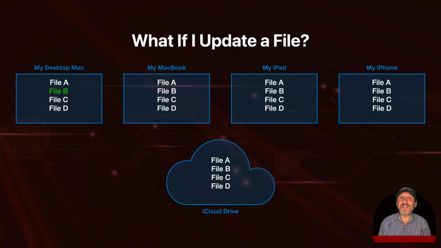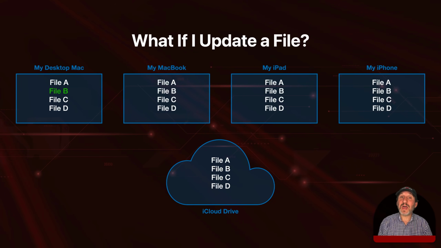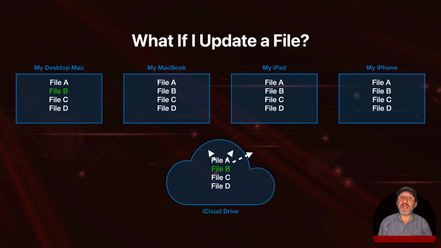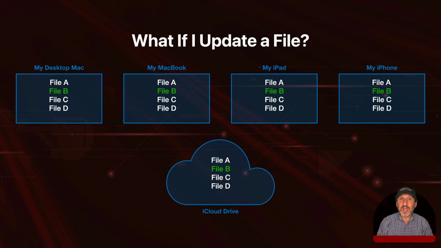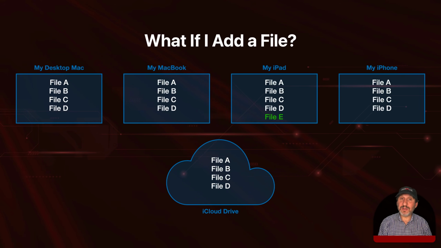So let's look at some real-life examples of how this works. You're working on your desktop Mac and you update file B. What happens when you save that file is that file gets updated on iCloud Drive server, and then iCloud Drive then updates the file on all the devices. So everything is kept in sync. You don't need to do anything for this. You just open up file B on your Mac, you make a change, you save, everything else is taken care of for you.